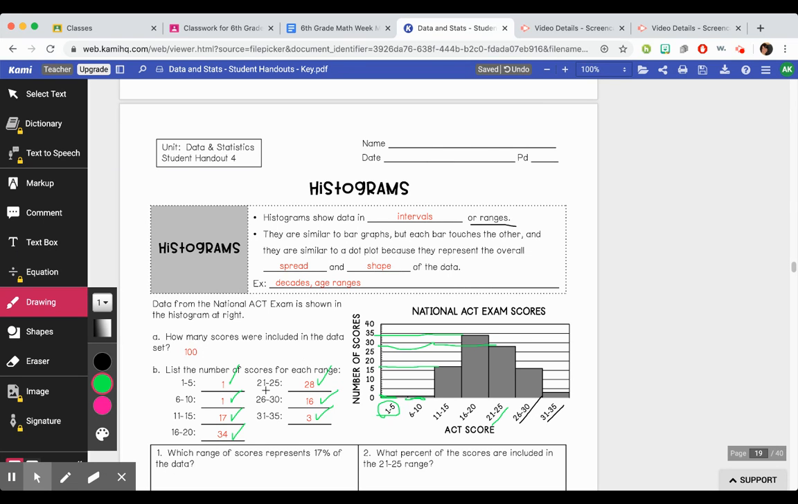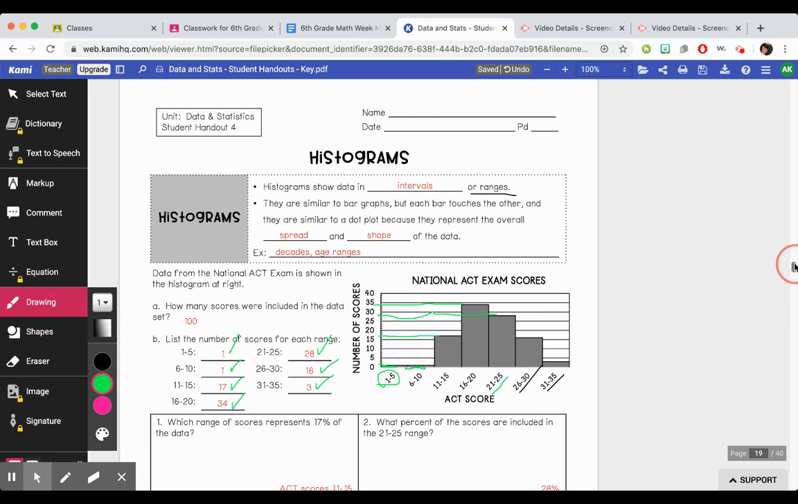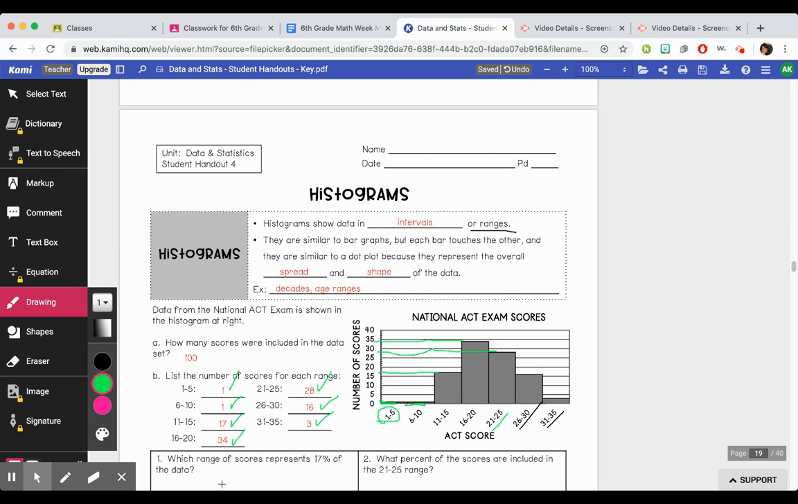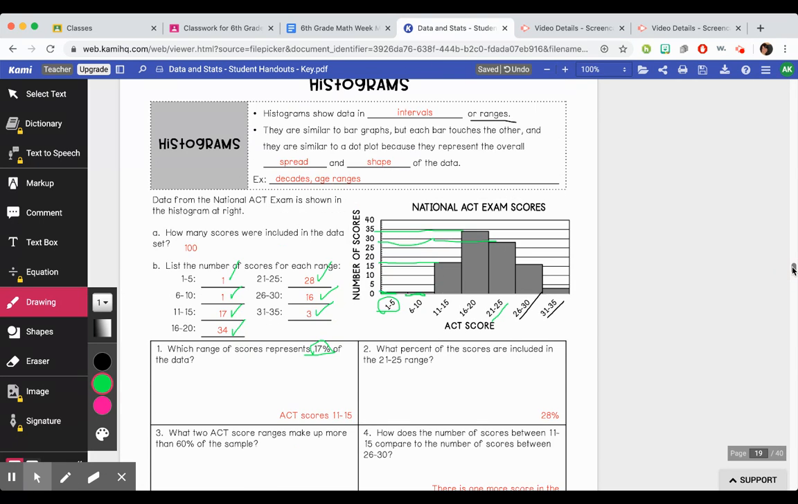Now, the next question is asking a percent question. I realize that we haven't worked a lot with percent, but I'm going to teach you a little bit about how to do it here. Which of the scores represents 17% of the data? Now, remember what percent is. If I have 17%, that's just a fraction that says 17 over 100, right? And if you notice, this is a nice proportion, and we did proportions.